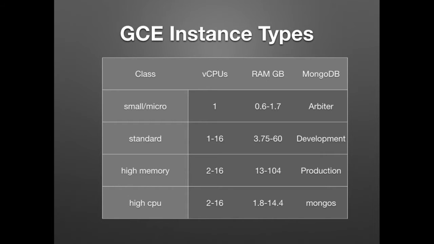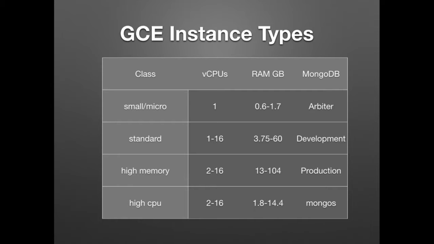So you have a lot of choices in terms of instance types. There are really 4 major categories. You have a small micro instance, which only has 1 vCPU, and you have your standard, high memory, and high CPU instances. As far as MongoDB goes, we typically recommend using standard or high memory instances. You generally have a choice between 2 and 16 virtual CPUs, and RAM as high as 104 gigabytes per instance.